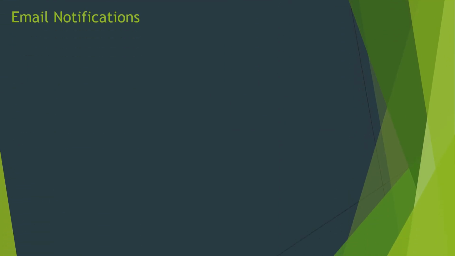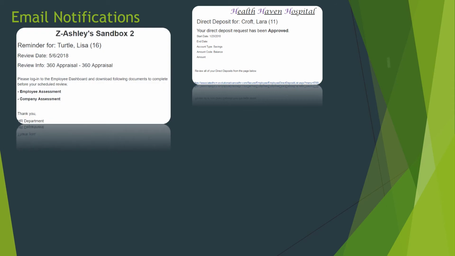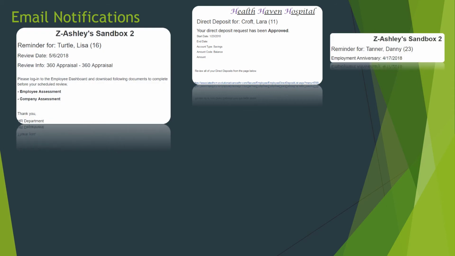Now that we've seen the email record list, let's take a look at some examples of the platform's email notifications. Advanced HR can send out email notifications to an employee informing them of their direct deposit status, upcoming review dates, or even an employee's anniversary.